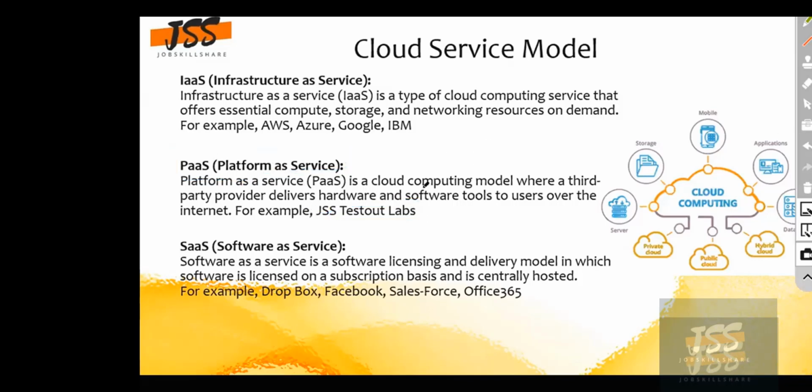So platform as a service is a cloud computing model where a third party, because JSS is a third party, provider delivers hardware and software tools to users over the internet. Then we have software as a service, and examples are Dropbox, Facebook, Salesforce, and Office 365, which we are using on a day-to-day basis. So those are examples of software as a service.